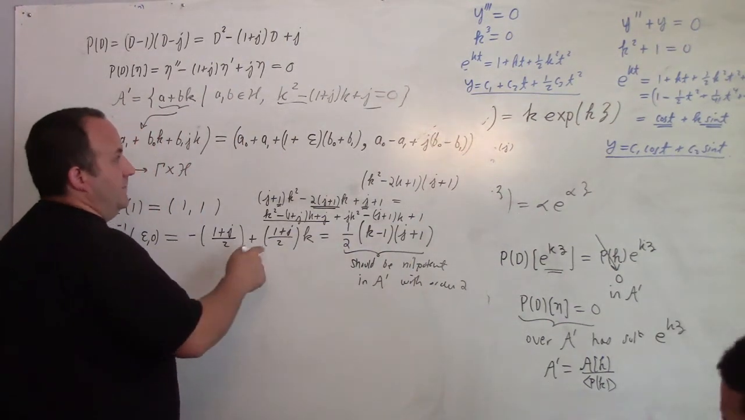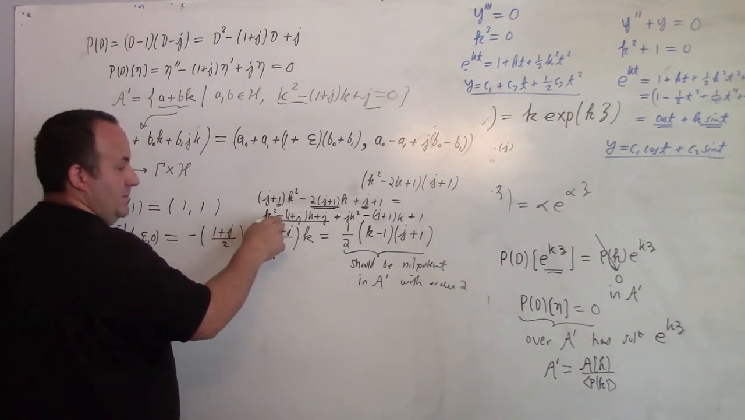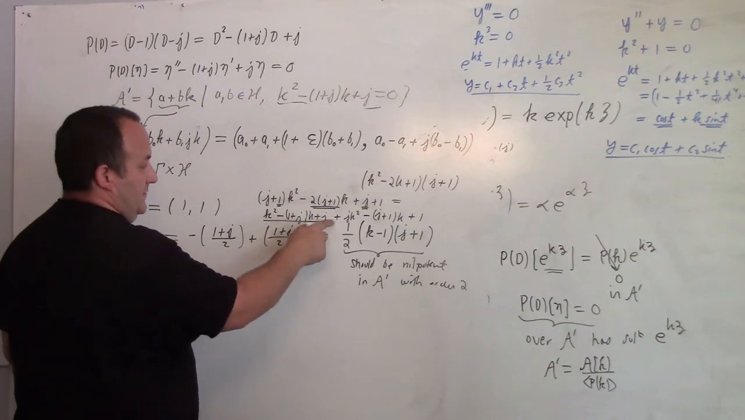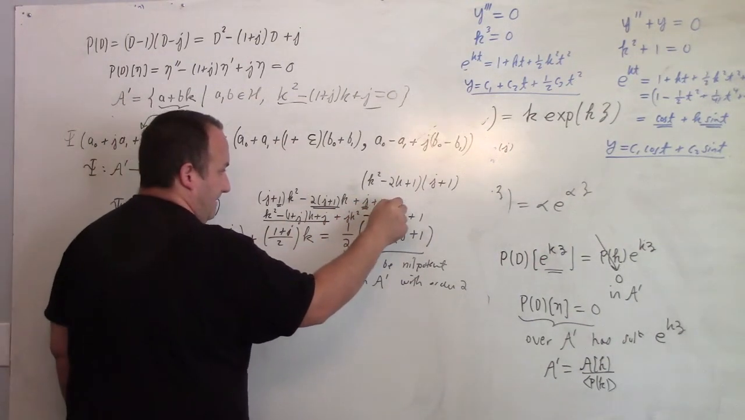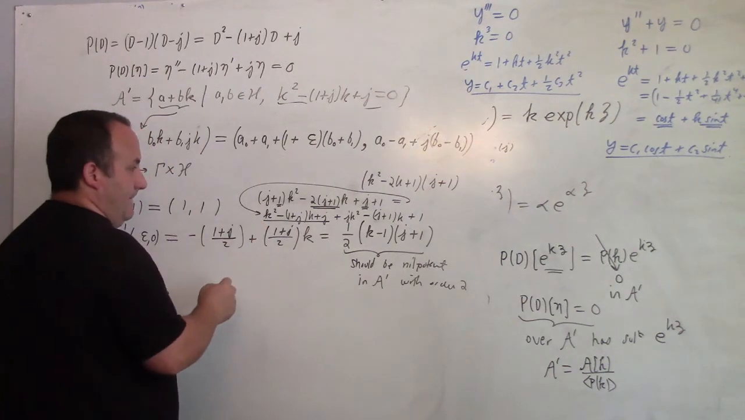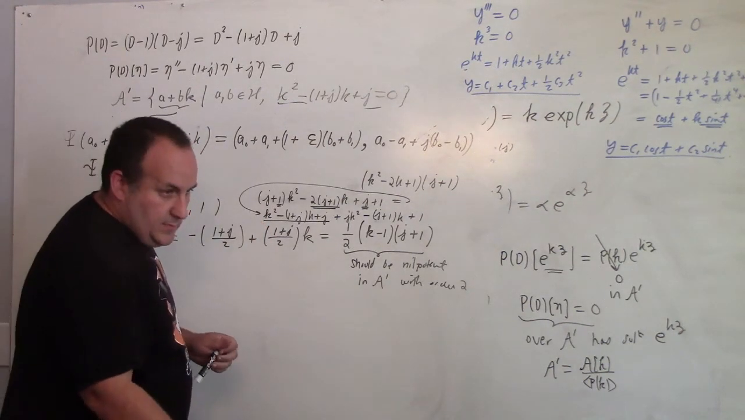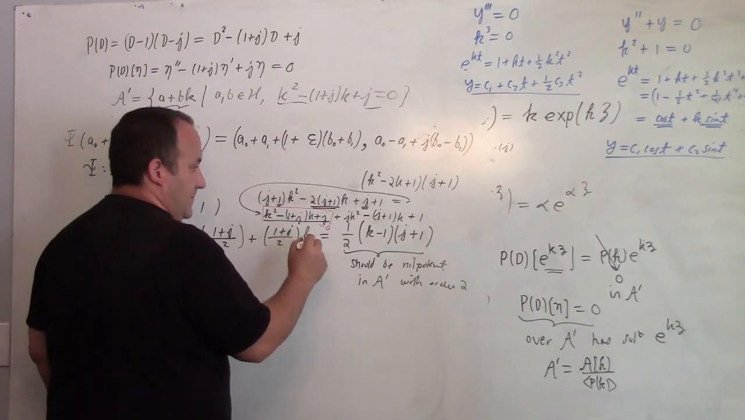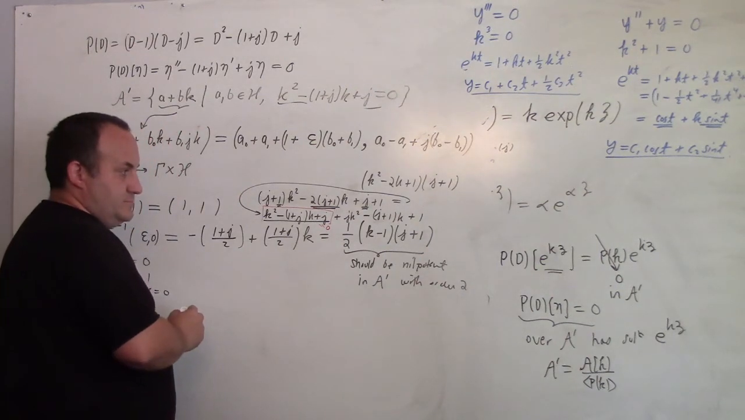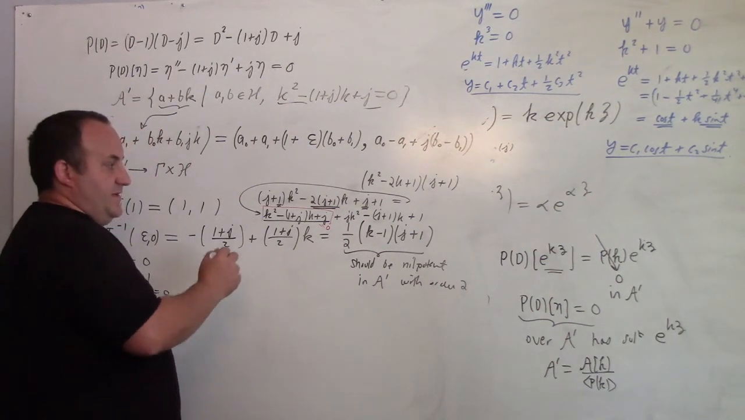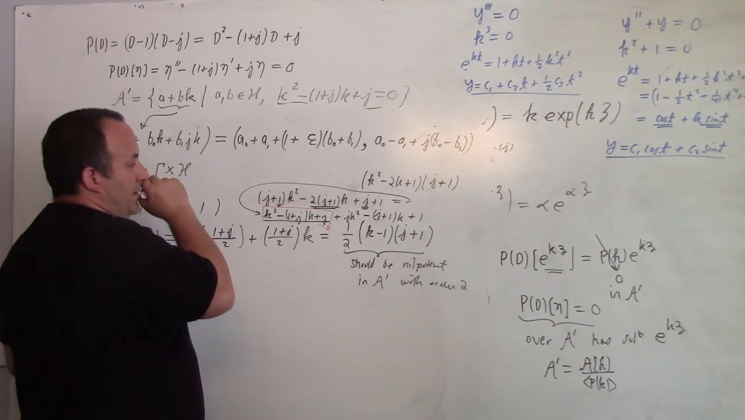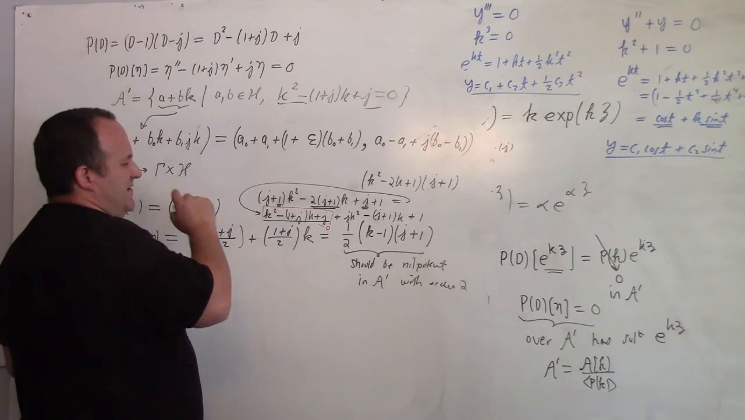Now, the reason I did that is because the k squared minus 1 plus jk plus j, this piece is 0, right? This piece right here is 0. So take this. Oh, sneaky.